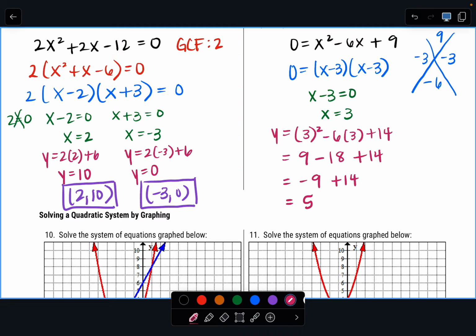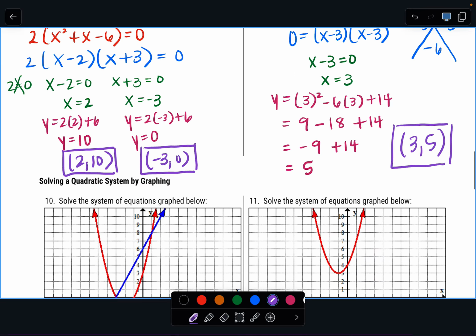Okay, am I done? No. How do I write my final answer? x comma y, 3 comma 5. Will Mrs. Martinez take off points if you do not write your answer as x comma y? Yes. If you don't put parentheses around x comma y, I am taking off points. For real, 100%. It is a coordinate point, meaning it needs to be in parentheses. I need to see the parentheses around x comma y.